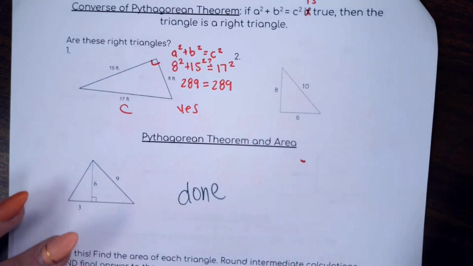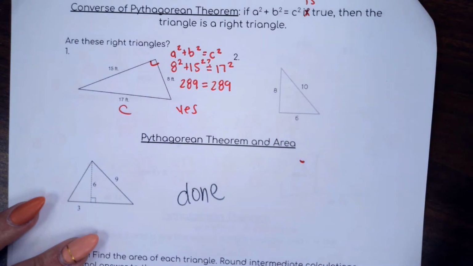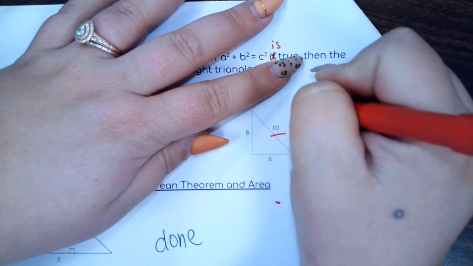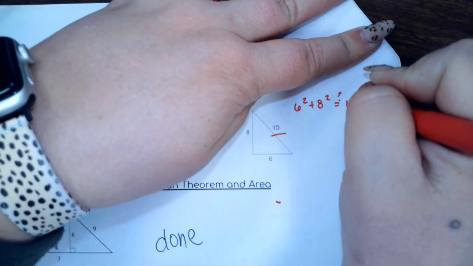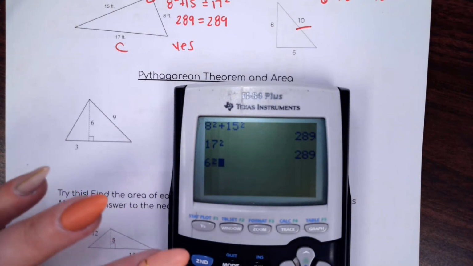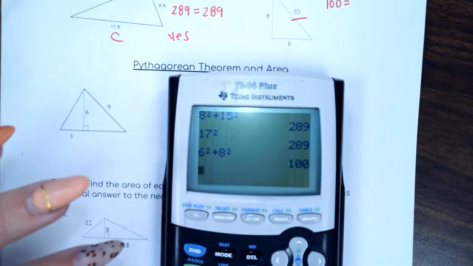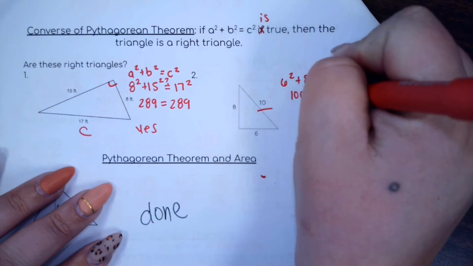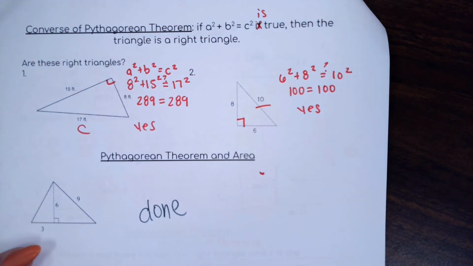All right, let's look at number 2 here. So we've got 6, 8, and 10. What's our possible hypotenuse? Well, 10's the longest. So 6 squared plus 8 squared. Does it equal 10 squared? So we've got 6 squared plus 8 squared gives us 100. 10 squared also gives us 100. So that means both of these are right triangles. And here would be my right angle.